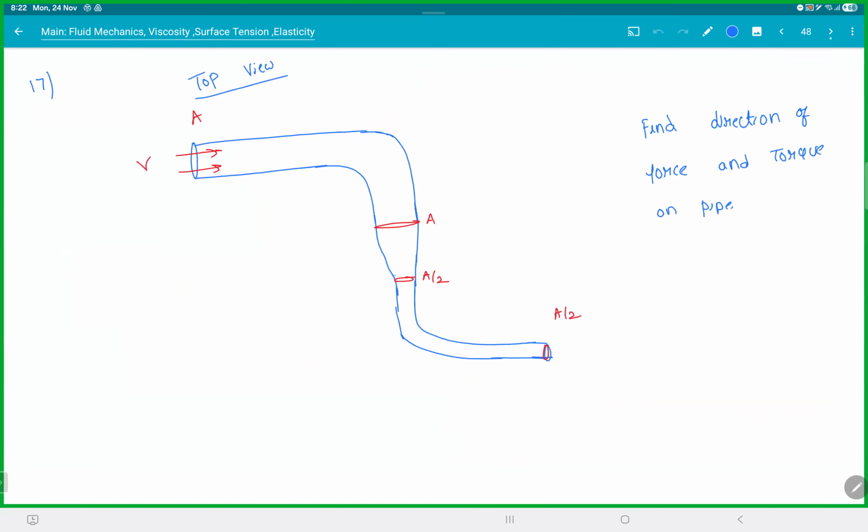What about this one? Top view. The liquid is entering with V and the area in the middle suddenly becomes A by 2. Find the direction of the force and the torque on the pipe. Which way will the pipe move and which way will the pipe rotate? Options should be like this: it will try to go towards the east, clockwise; west, anti-clockwise; north; northeast; southeast, clockwise. So two questions: which way will it move and which way will it try to rotate?